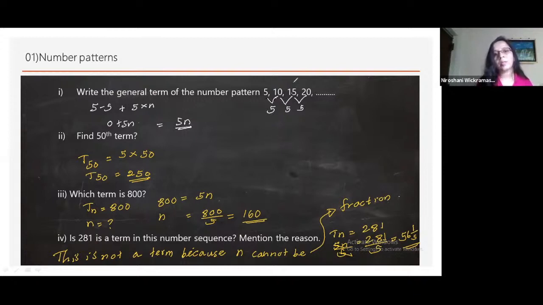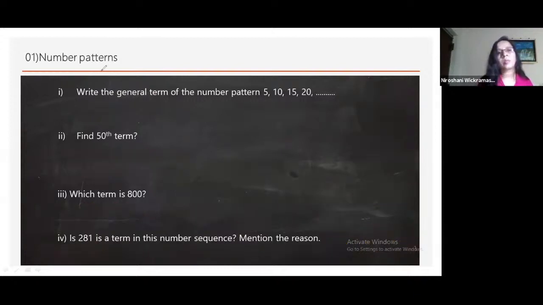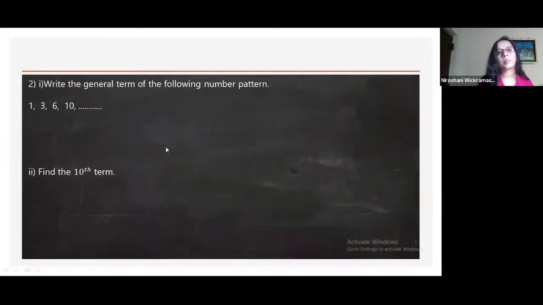Right, let's go to the next question, question number 2. Write the general term of the following number pattern: 1, 3, 6, 10. According to the number pattern, what can you identify? This is a triangular number pattern.